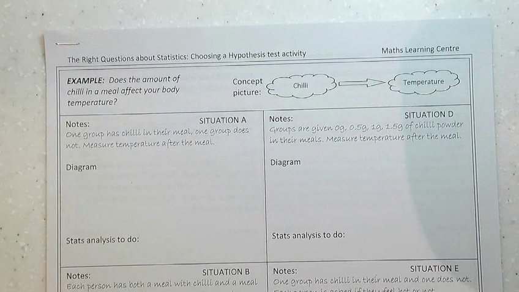Anyway, I'm going to do my standard research question: does the amount of chili in a meal affect your body temperature? And there's my concept picture. Chili is an idea, and I want to know how it affects temperature, which is another idea. And my situation, I've got 6 situations. Situation A says one group has chili in their meal, one group does not, and we measure temperature after the meal. So I'm going to draw a diagram that includes the information I need from this Know Your Data circle.